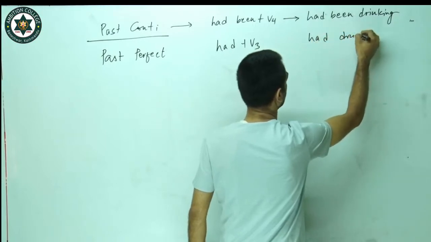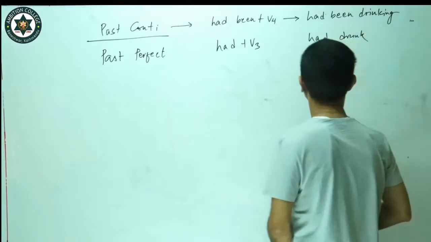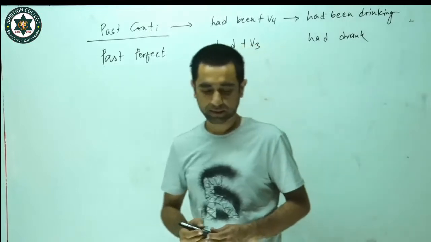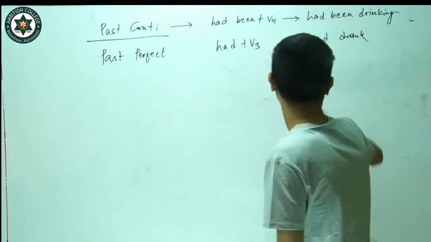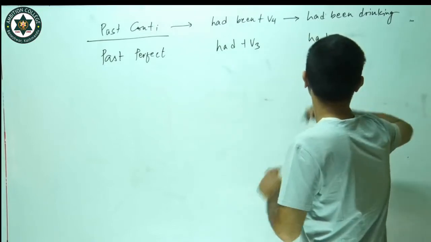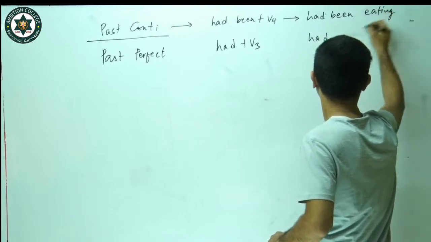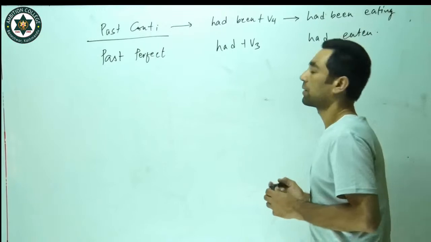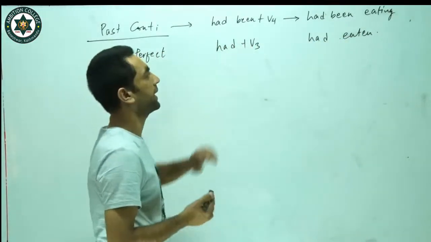had drunk, had drank. So, had flown, let's say, had been eating, had eaten. Had been eating and had eaten. How do we use this tense?